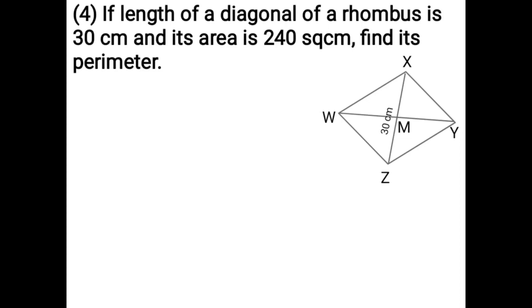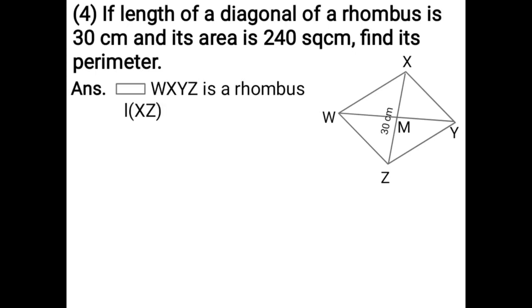So what is given, you have to write as a statement now. Quadrilateral WXYZ is a rhombus. Length of XZ, that is length of one diagonal of the rhombus, is equal to 30 centimeter.